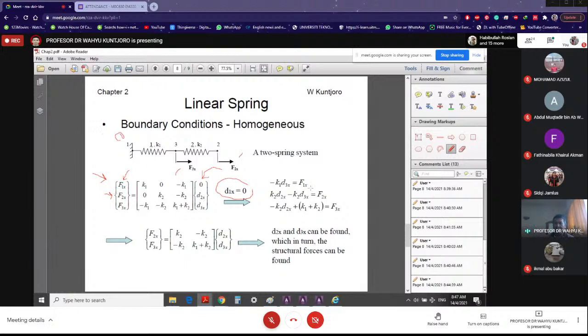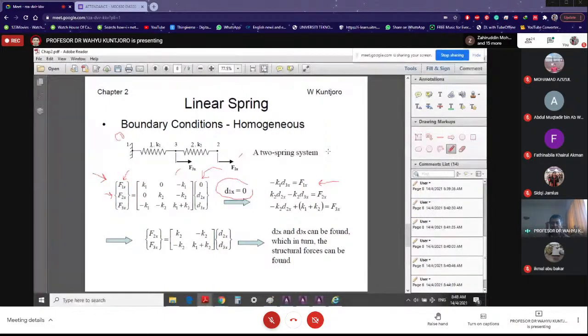Now let's do mathematics. What you see on the left here is the same as here. So if you do your matrix analysis, then you will find out that F1x is K1 multiplied by 0 plus K2, plus 0 multiplied by D2x and minus K1 multiplied by D3x. That's what you see over here. If you understand, then that's good. If you don't understand, then that means you need to read again your matrix.